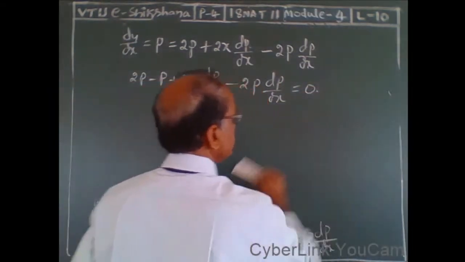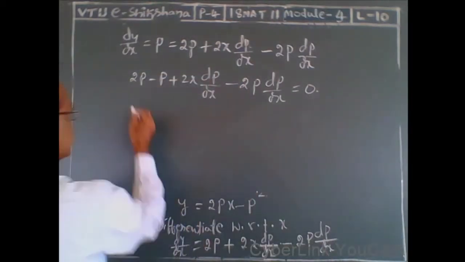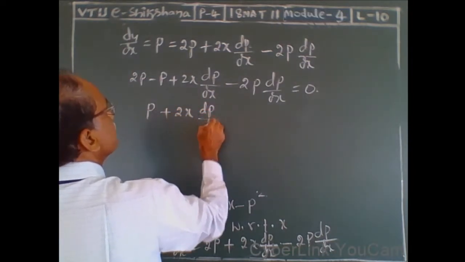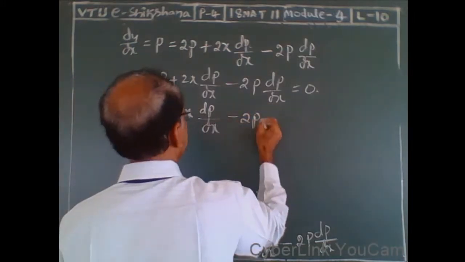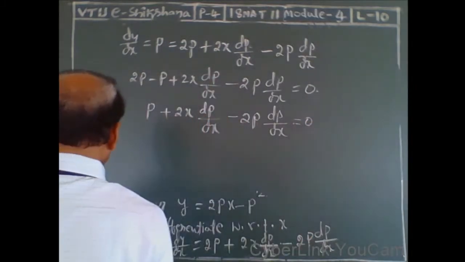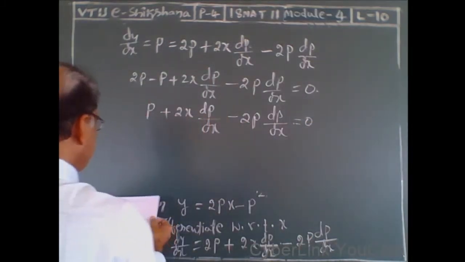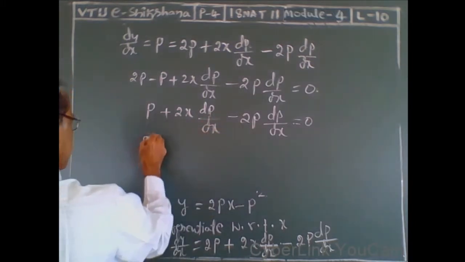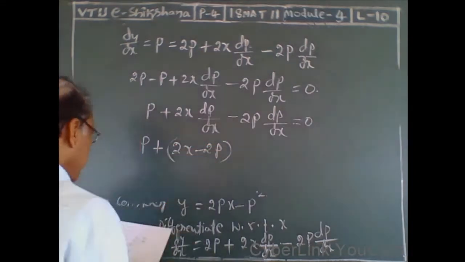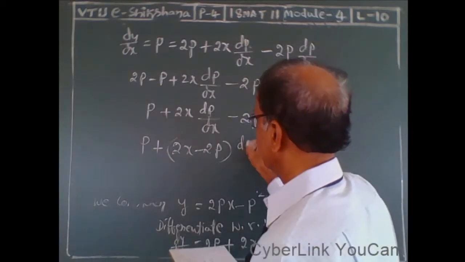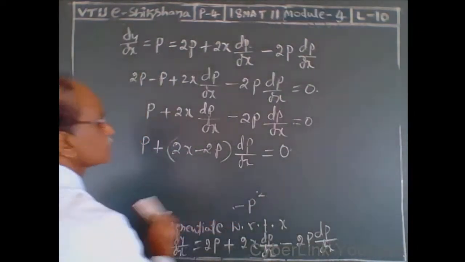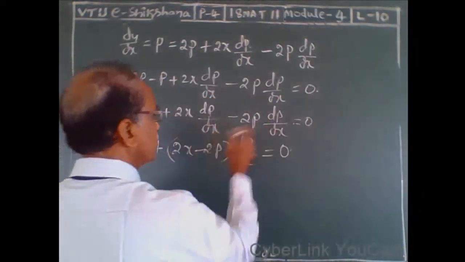Then simplification takes 2p minus p is p plus 2x dp by dx minus 2p dp by dx, that is equal to 0. Then we consider dp by dx as a common factor, that is p plus 2x minus 2p, into dp divided by dx equal to 0, because the derivative is common to both the terms.